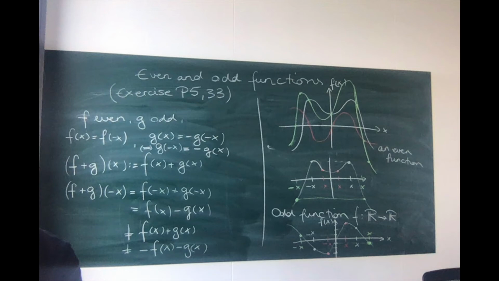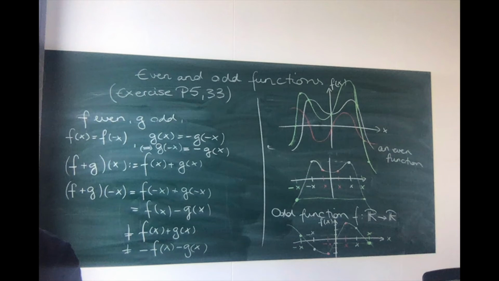If (f plus g) of minus x happens to be minus (f plus g) of x, then I know that the function f plus g is odd. So let's see. (f plus g) of minus x is f of minus x plus g of minus x.